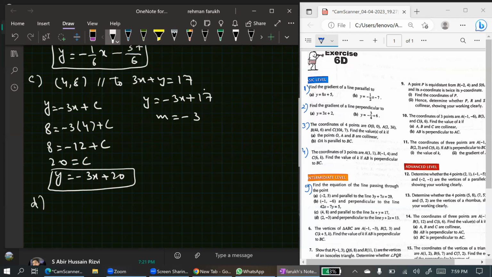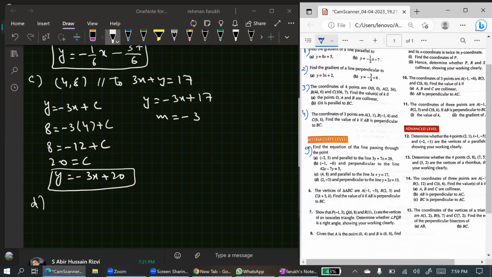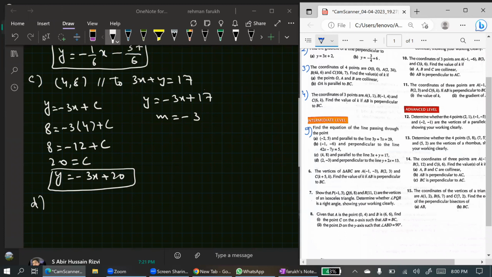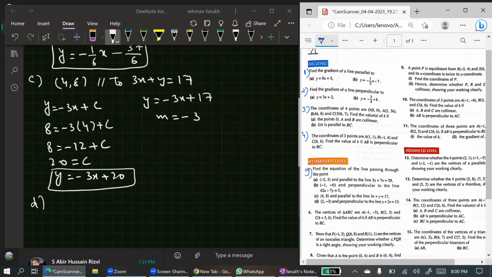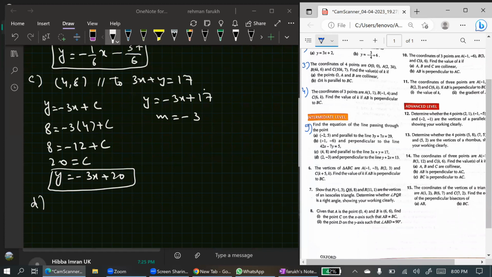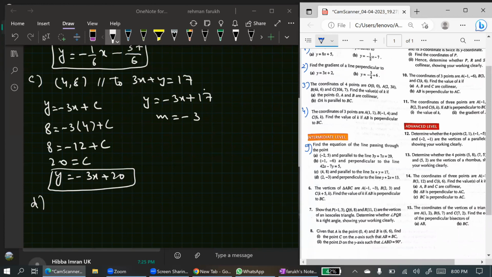Now D part. D part is the same as the C part. First, we'll find the gradient and then put it in M1 multiplied by M2. Now you will attempt the first 11 questions of this exercise, and we will discuss the problems tomorrow, inshallah. Which questions? Question number 1 till 11.